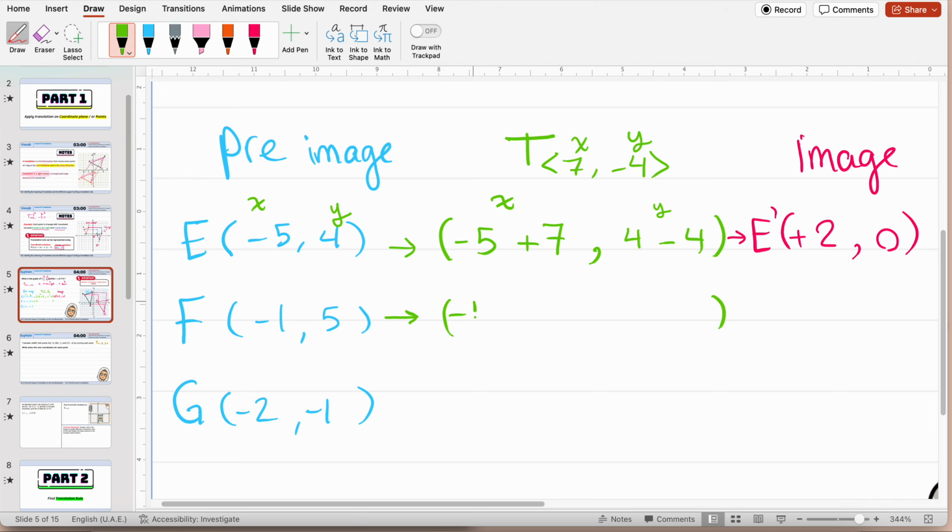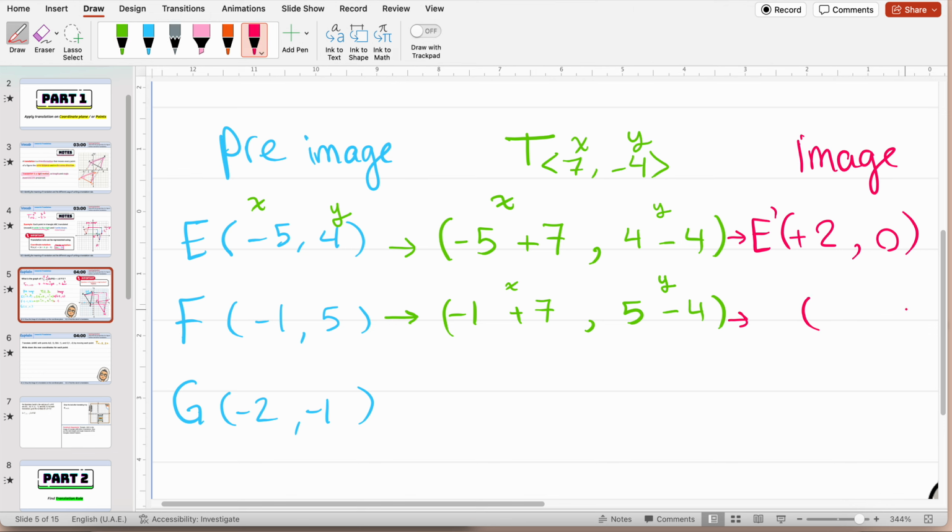So, again, put your points. This is my x, this is my y. And then apply the translation. 7 positive, 4 negative. Make sure you are adding the 4 on the y, adding the 7 with the x. Okay? What's the result?